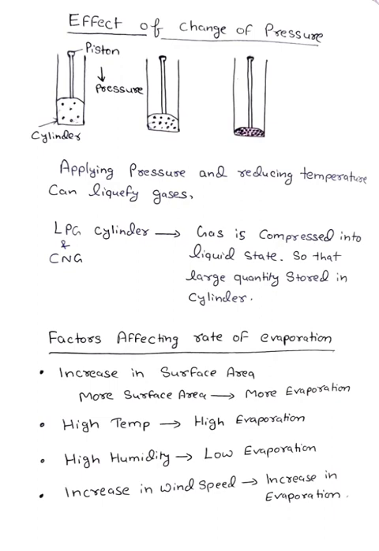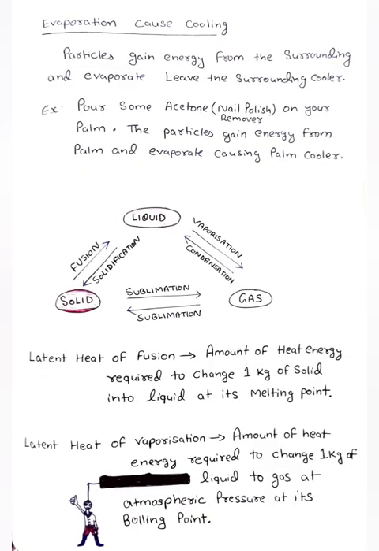Increase in wind speed leads to increase in evaporation because every time a new air mass is available around the evaporated particles. In this last slide, we will see how evaporation causes cooling. Particles gain energy from the surroundings and evaporate and leave the surroundings cooler. How does it happen? We take an example.